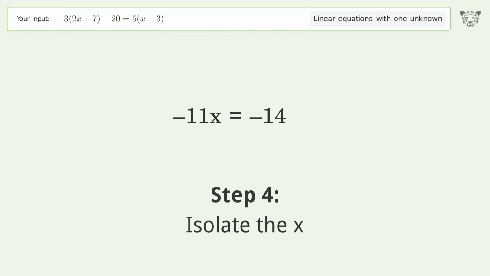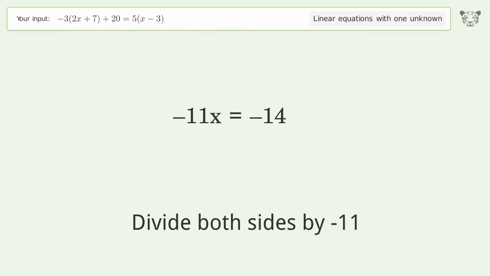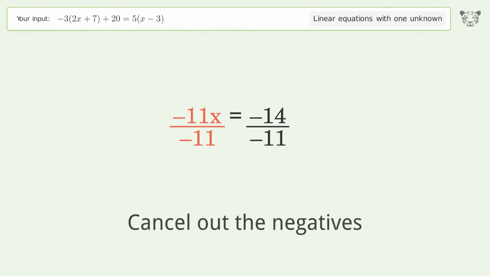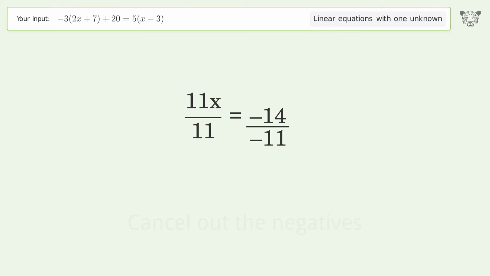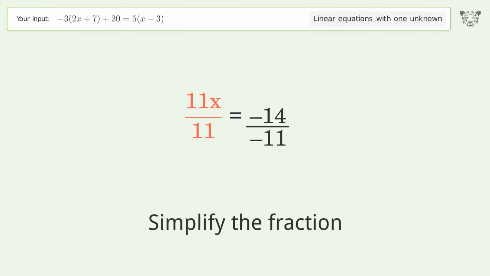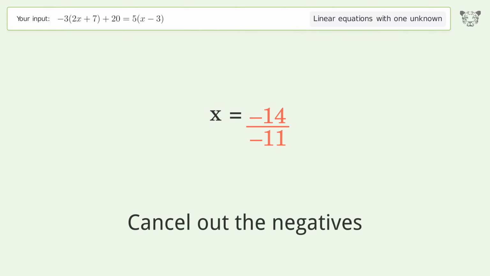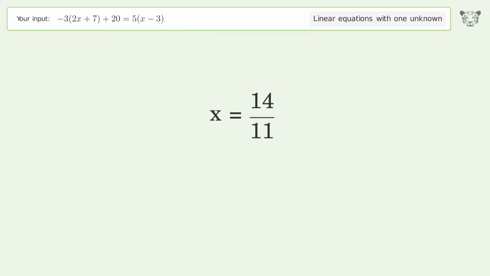Isolate the x. Divide both sides by -11. Cancel out the negatives. Simplify the fraction. Cancel out the negatives. And so the final result is x equals 14/11.